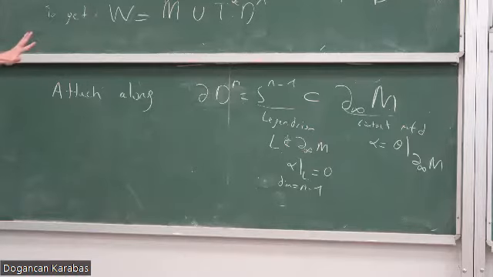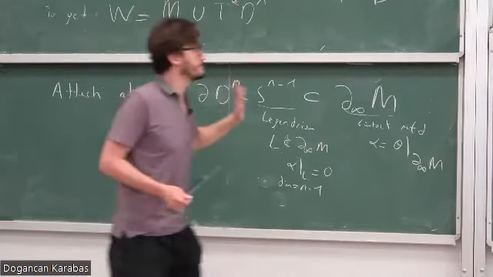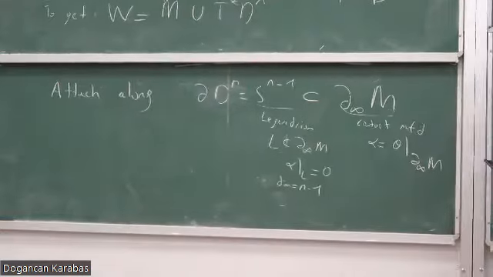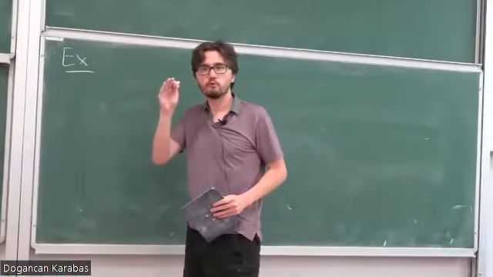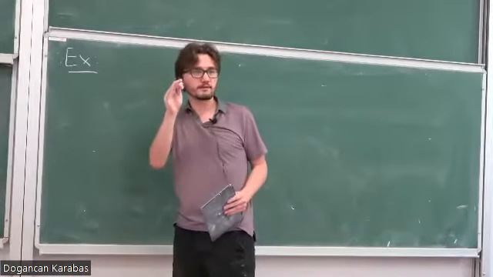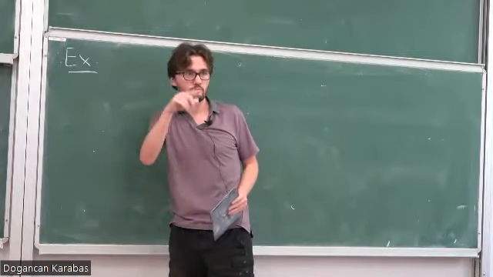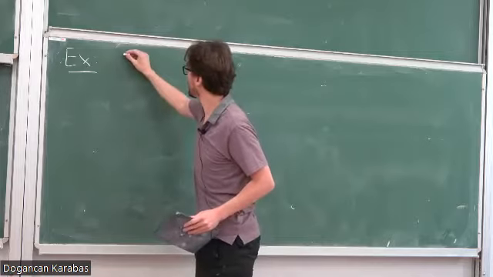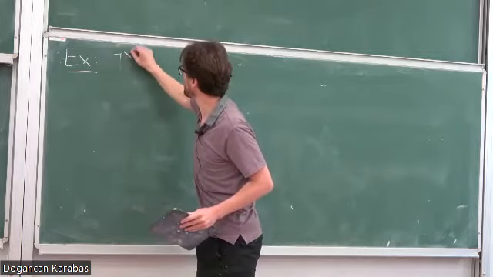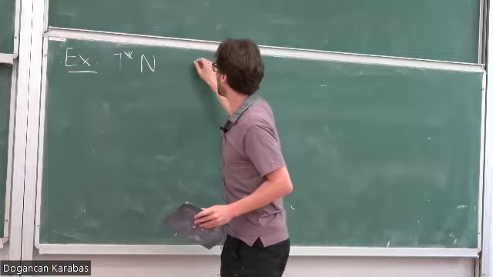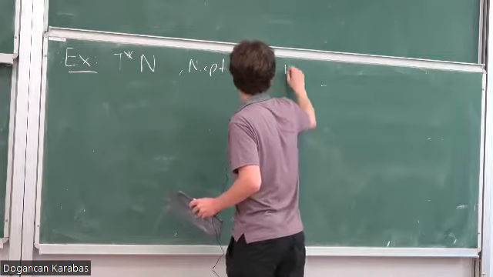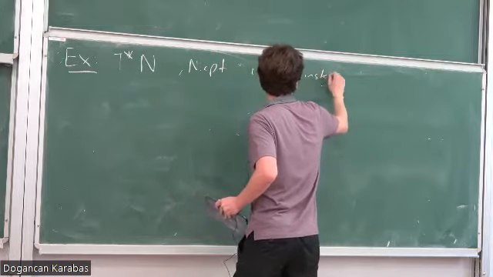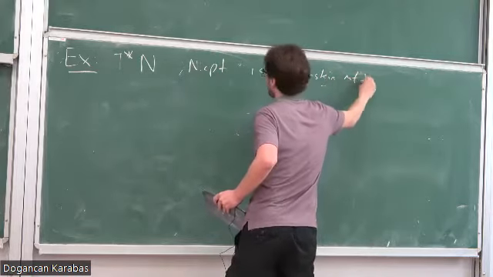Maybe with an example it will be more clear, so I will give some examples now. We know cotangent bundles are Weinstein manifolds. Last time we showed that T*N, where N is compact, is a Weinstein manifold. This we discussed last time.